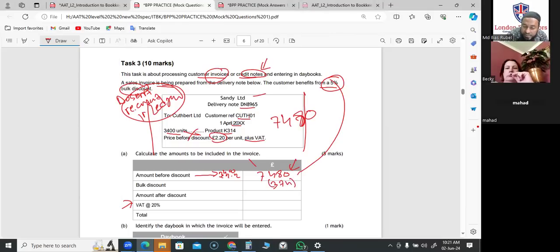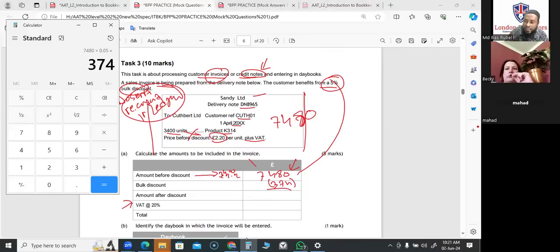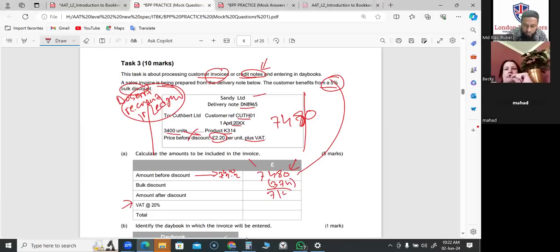374 is our bulk discount. We take away, and I've got my big calculator. So 7,480 minus 374 is 7,106. And now you do 20% VAT on it.